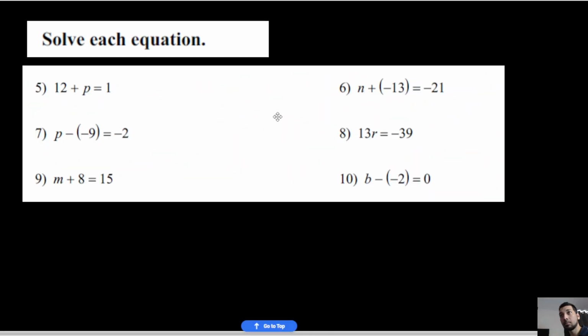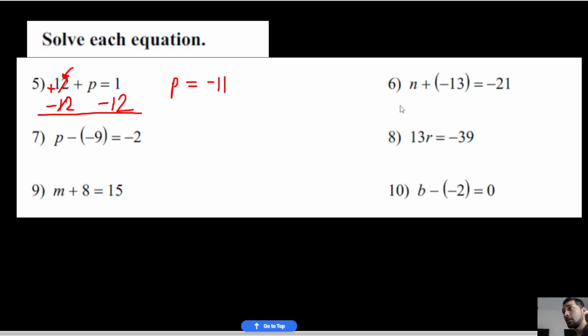Let's look at these problems over here. Number 5, we have 12 plus p equals 1. We need to get rid of this 12. So the operation is addition, and we see that we have a plus sign here in front of 12. So we need to do minus 12 on both sides. So once you do that, 12 cancels out here, and we get p equals 1 minus 12 is negative 11.